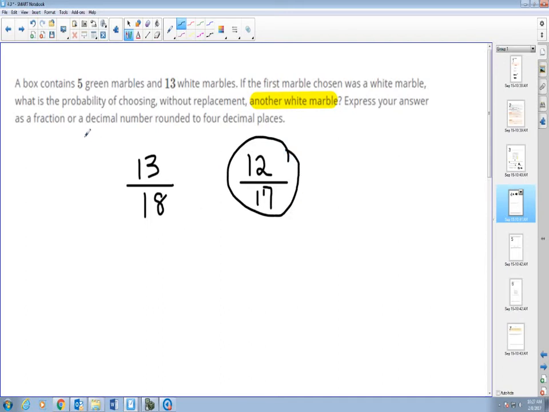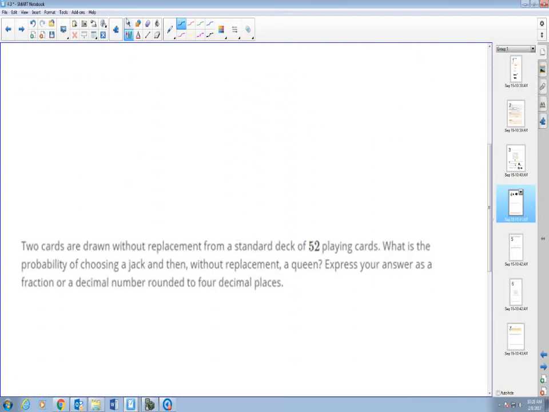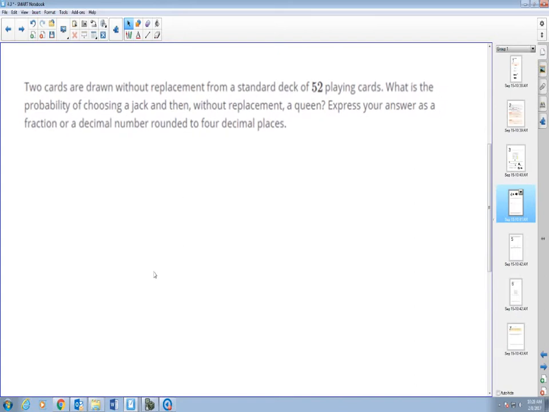This problem does not ask the probability, what's the chance of drawing a white marble and a white marble? It just wants you to find the probability of the second one only. There are some problems where we will actually find the probability of this one and that one. In this example, it just wants you to find the second one. Okay, be careful.